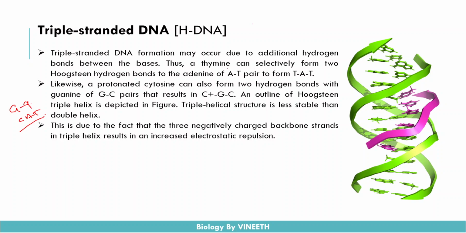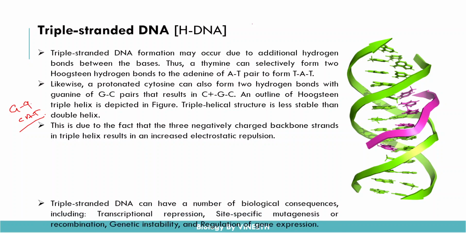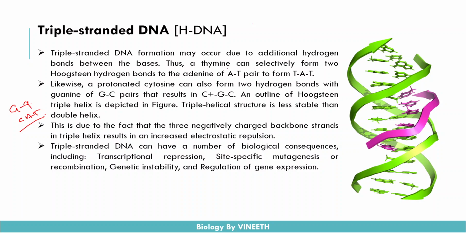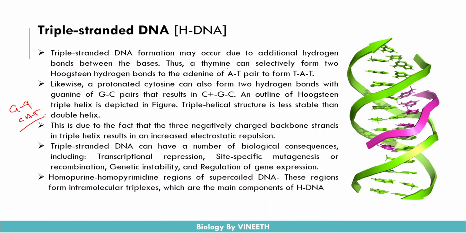Okay, so they can modulate it to form the oxygen base pairings in the triple helical DNA. This triple helical DNA can have a number of biological consequences, including transcription repression, site-specific mutagenesis, recombination, or even regulating gene expression. Triple helical DNA is mainly due to the presence of homopurine and homopyrimidine regions. In those regions of a supercoiled DNA, we can see this H-DNA, or the triple helical strand of the DNA, which is involved in the regulation of gene expression.